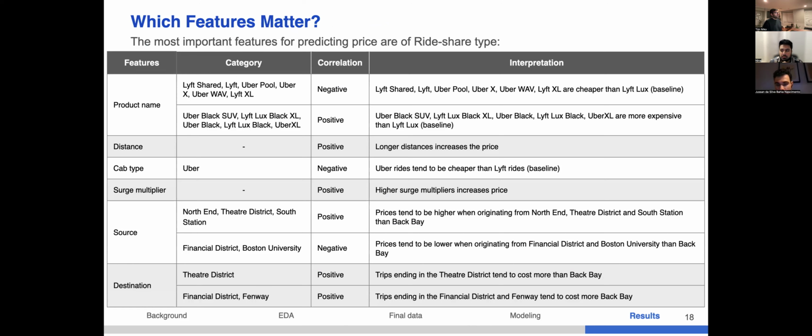So for example, in the product name, you have some of the lower tier cost options like Uber Pool, Lyft Shared as having a negative correlation on the price. And on the opposite side of things, you have Uber Black, Lyft Lux, etc., that have a positive effect on the price. And this is somewhat expected. I think some other ones you can see here is distance, that as that increases, so does the price, surge multiplier. And we found that some neighborhoods seem to have a positive correlation on the price relative to others.